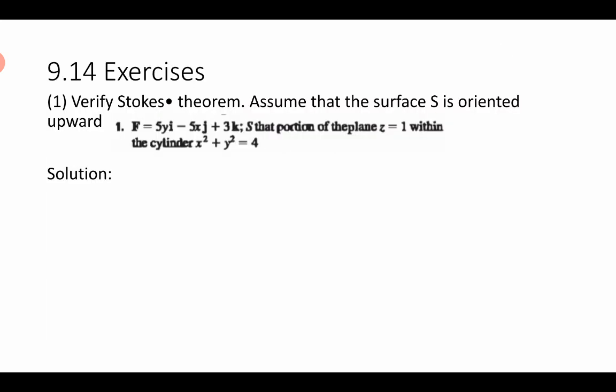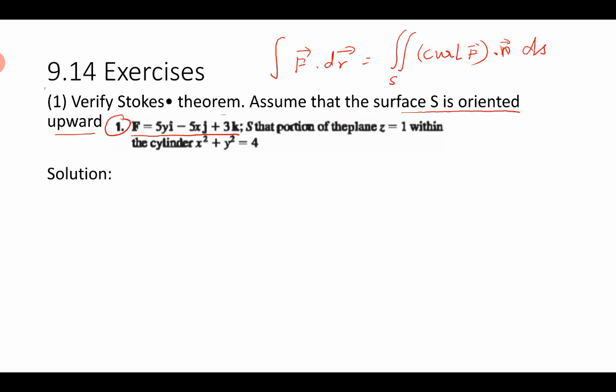Okay, let's go to the first example. Exercise problem number 1 from the textbook. Verify Stokes theorem. Assume that the surface S is oriented upward. The function given is F. Immediately write the formula. The integral of F dot dr is equal to the double integral over surface S of curl F dot n cap, we should write n cap or n vector, whatever it is, dS.